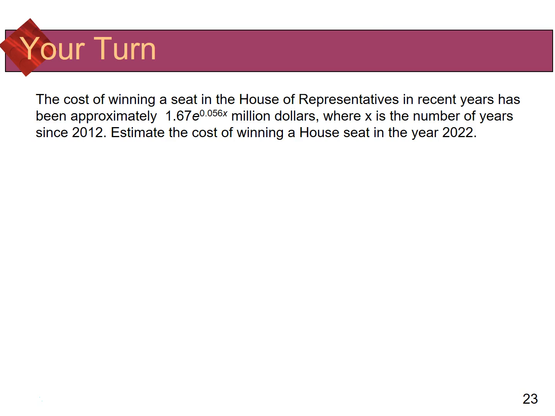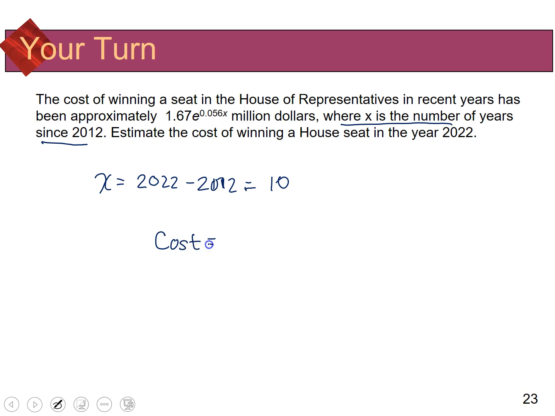Okay, so in this circumstance here, they're telling us that X is the number of years since 2012. So basically, X is going to be whatever my year is now, which is 2022 minus 2012. So we're talking about X being 10. So the cost that we're looking for here is going to be 1.67 e to the 0.056 times 10. And this is in millions of dollars.